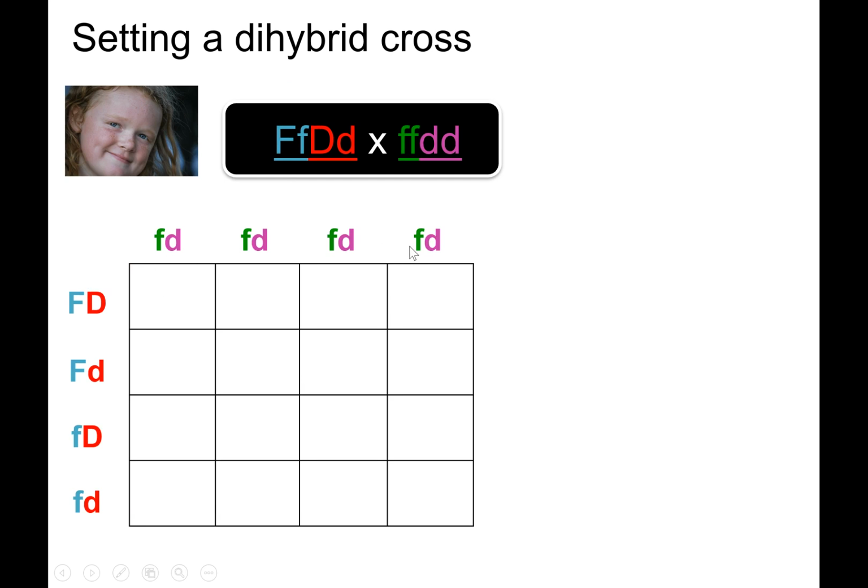But here are all their possible gamete combinations for each one of the traits, the freckles and the dimples. So after foiling, I just put them on the side of the Punnett square, or dihybrid cross. And then I fill in my dihybrid cross.